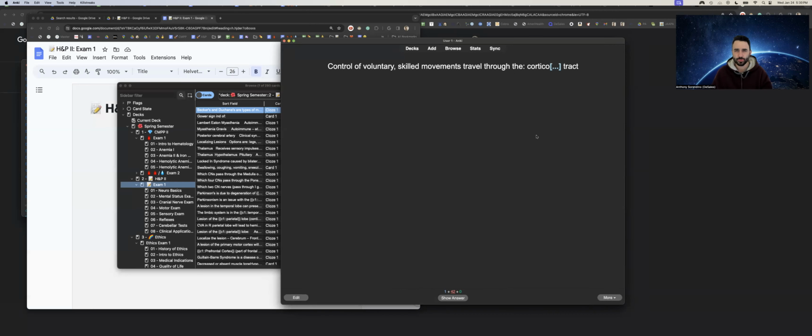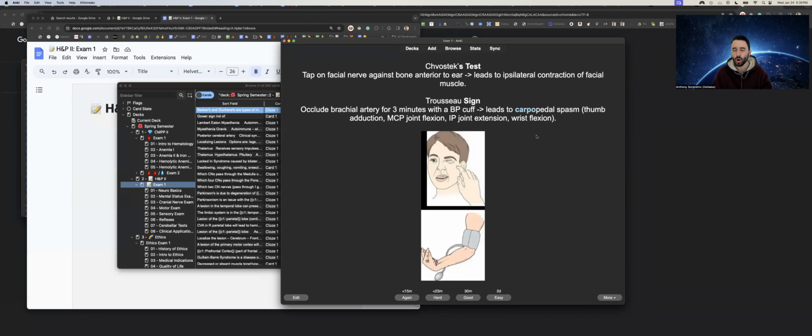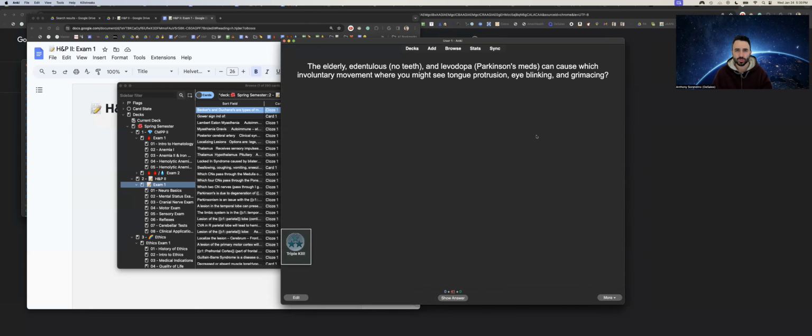Control voluntary skilled movements travel through the corticospinal tract. Occlude brachial artery for 3 minutes with a BP cuff leads to blank pedal spasm. Is it dorso? Carpopedal spasm. I'm going to take that. The elderly, levodopa, Parkinson's can cause tongue protrusion, eye blinking, grimacing. What is this? Is it dystonia?